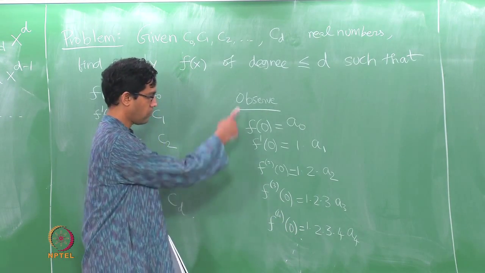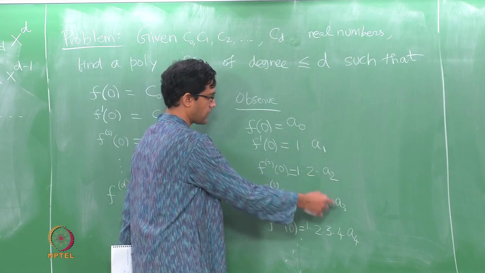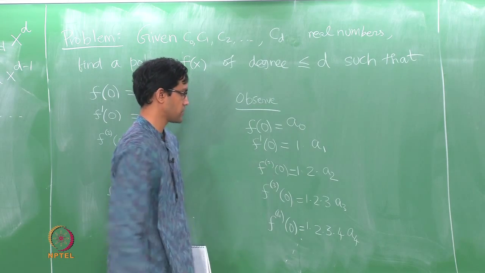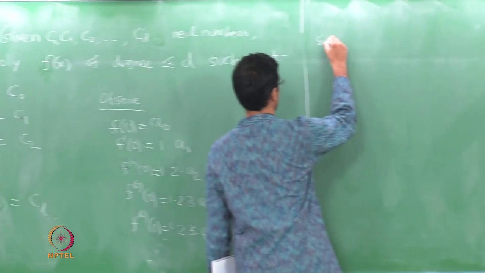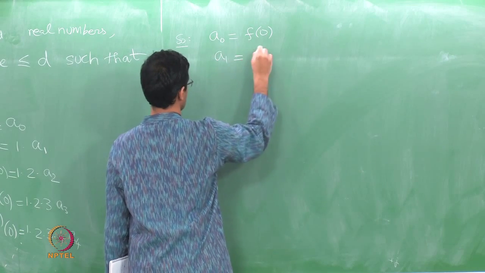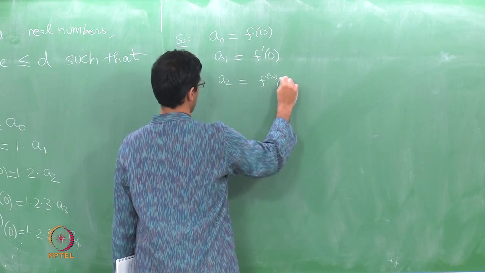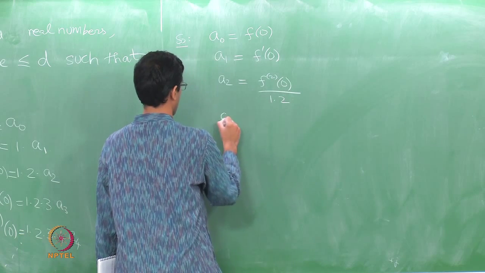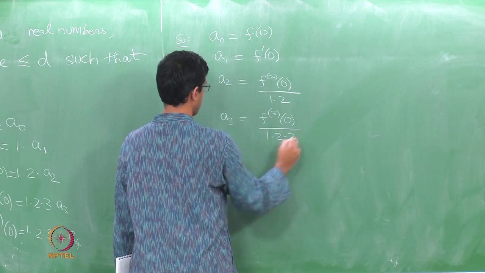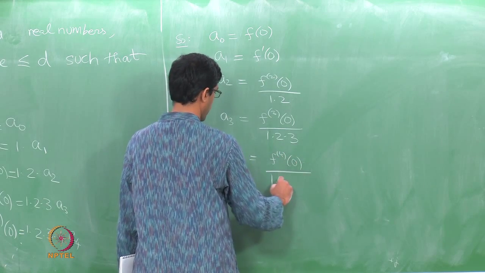What we gather from here is that these coefficients a0, a1, a2, a3 and so on are directly obtained in terms of the values of the higher derivatives at 0. So what do we conclude? We conclude that a0 is just f of 0, a1 is just the first derivative, a2 is the second derivative divided by 1 times 2, a3 is the third derivative divided by 1 into 2 into 3, then 1 2 3 4, and so on.